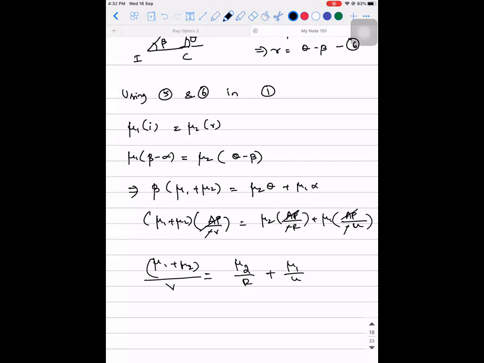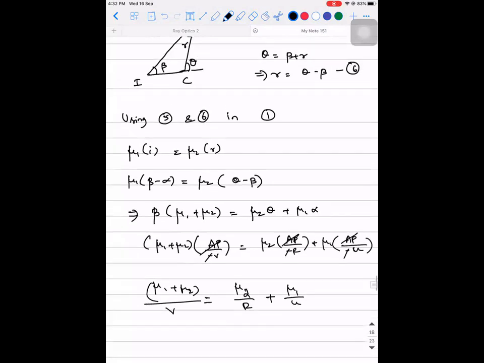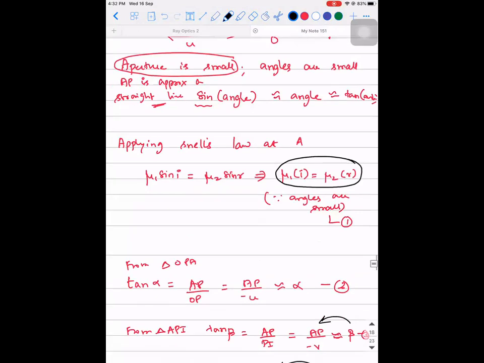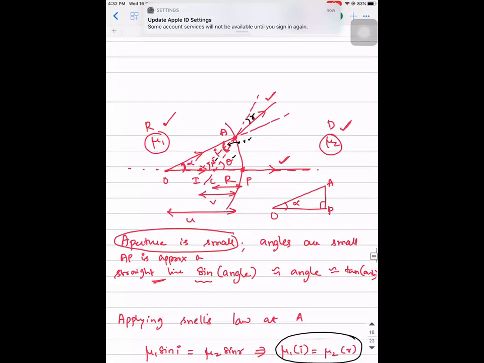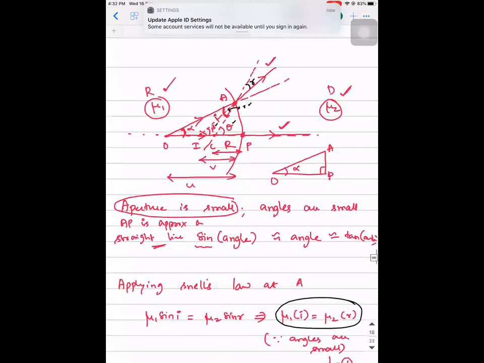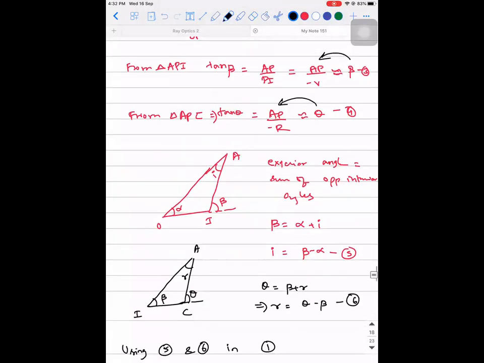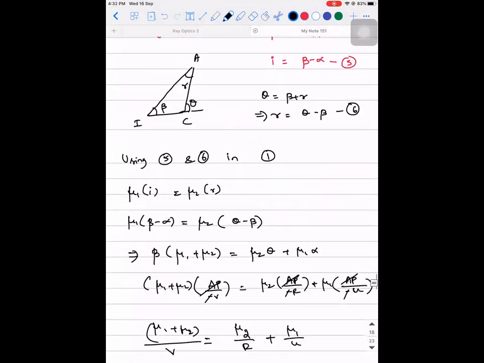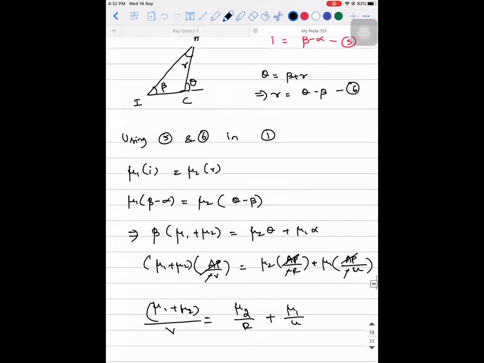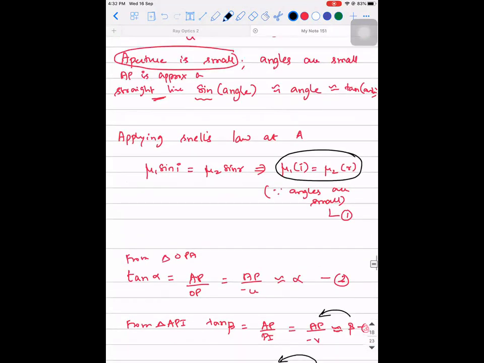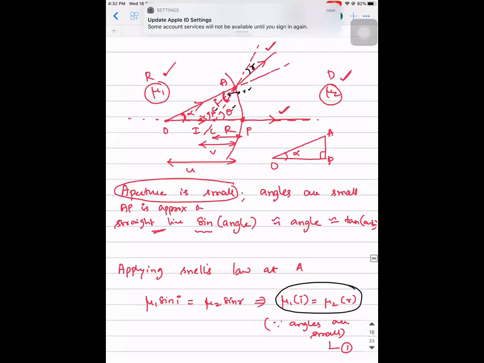That is mu2 by V minus mu1 by U, mu2 minus mu1 by R. Wait just a minute. AP by U, AP by V.